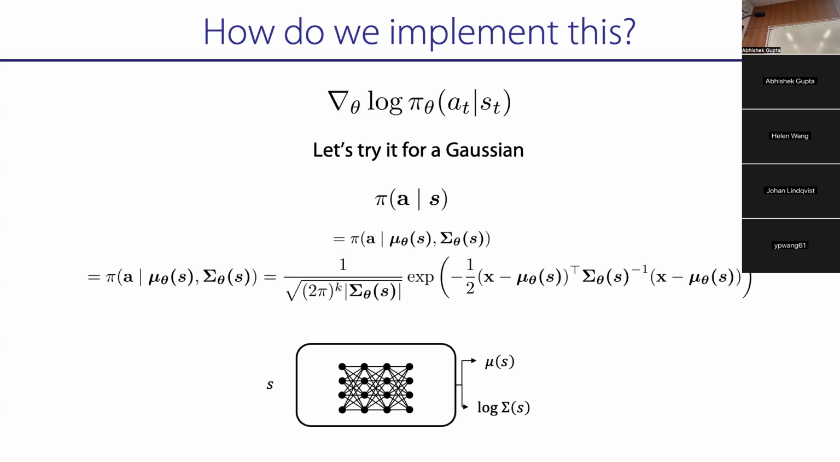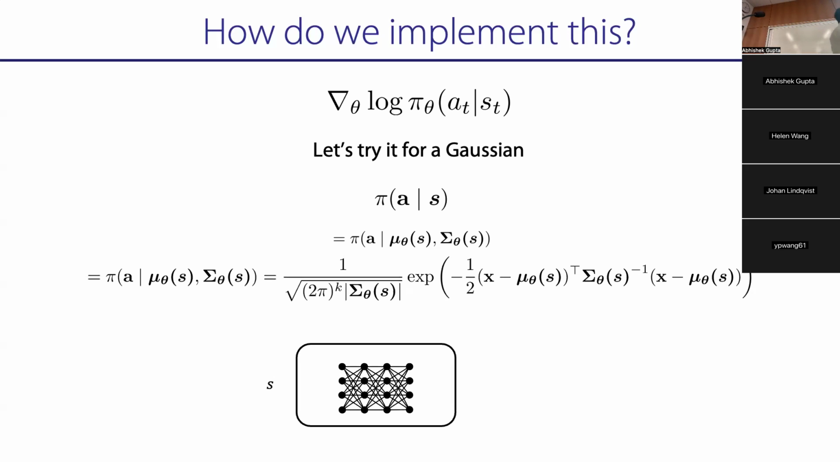The reason you want the log covariance is because covariance has to be positive semi-definite, and it's hard to get a neural net to obey that. If you have the log covariance, you can take the exponent afterwards to get the covariance. So usually the way you parameterize these things is you have something that takes in a state, gives you a mean and a log covariance, and you convert that into the covariance afterwards.